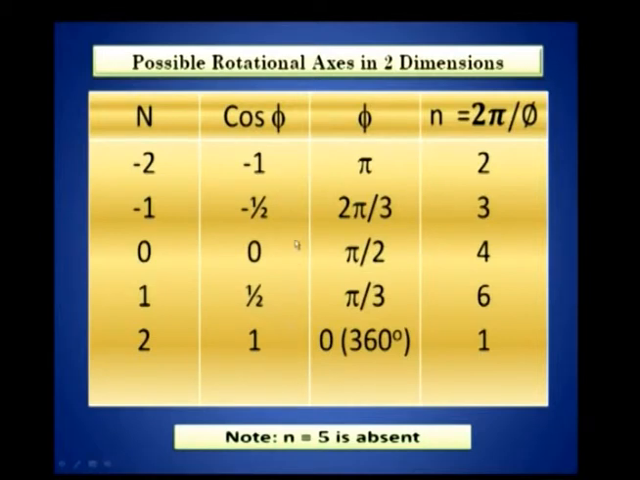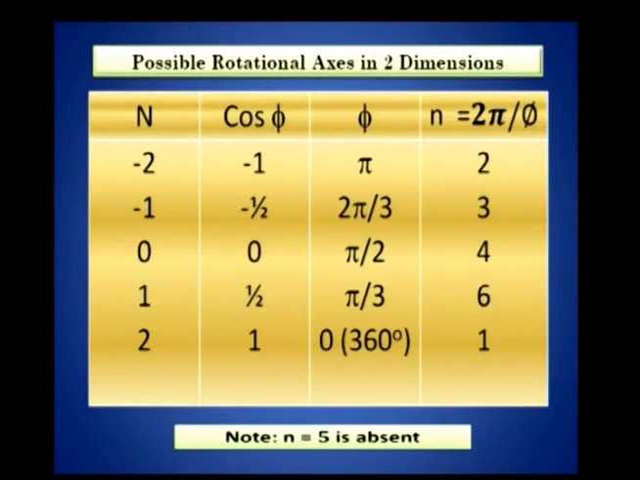So, obviously, cos phi is n by 2. So, what are the n values? N will be taking values like minus 2, minus 1, 0, 1 and 2. So, that cos phi will vary from minus 1 to plus 1. Cos phi is n by 2. Therefore, the n values are varying from minus 2 to plus 2.